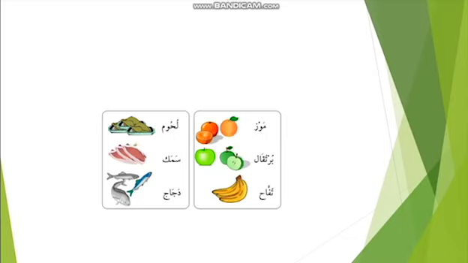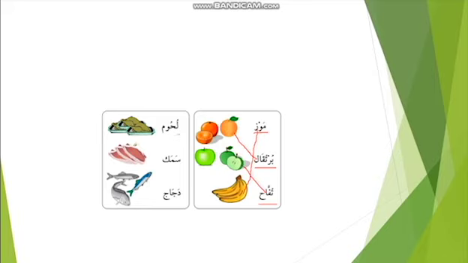Now this is an exercise. Where is the banana? Mouse is this. برتقال. This is برتقال. تفاح is this.